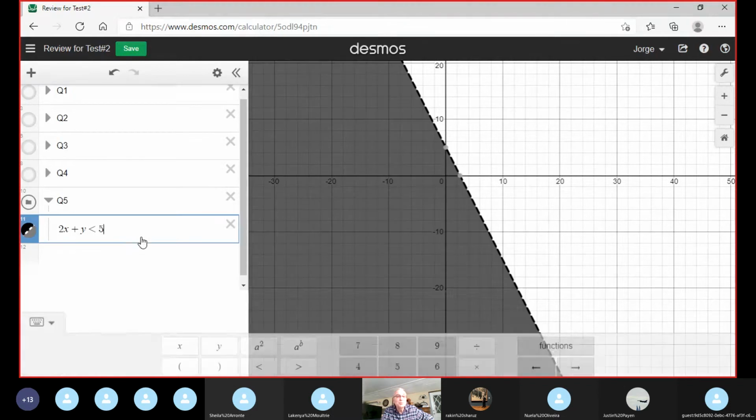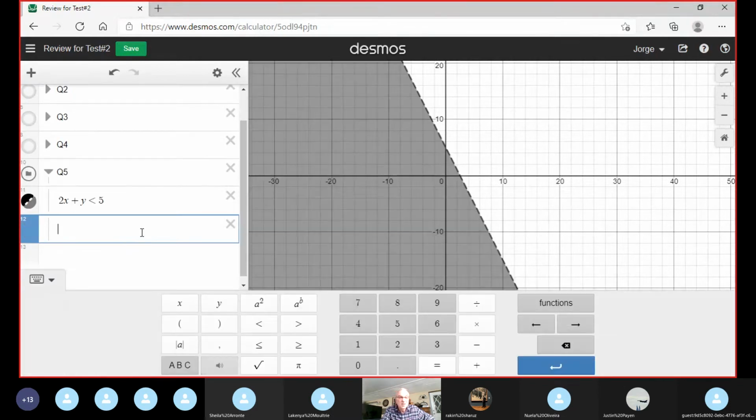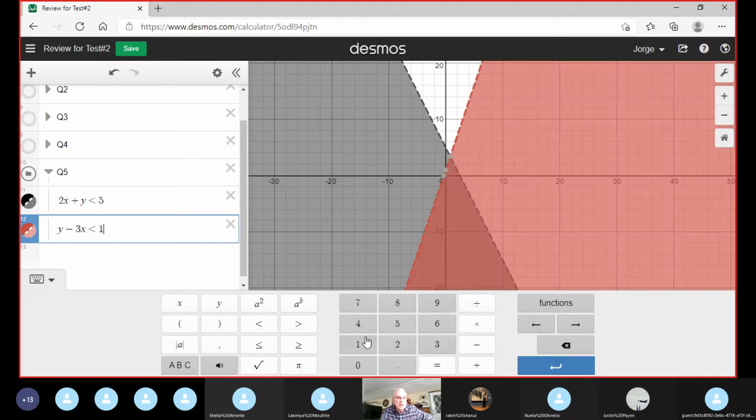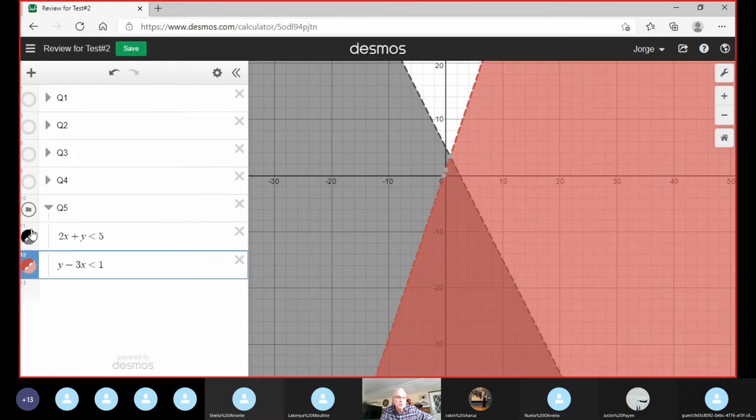And you type the second. The second is y minus 3x less than 1. I highly recommend using the same color, because when using the same color, in my opinion, it's up to you, it's easier to see the overlap.